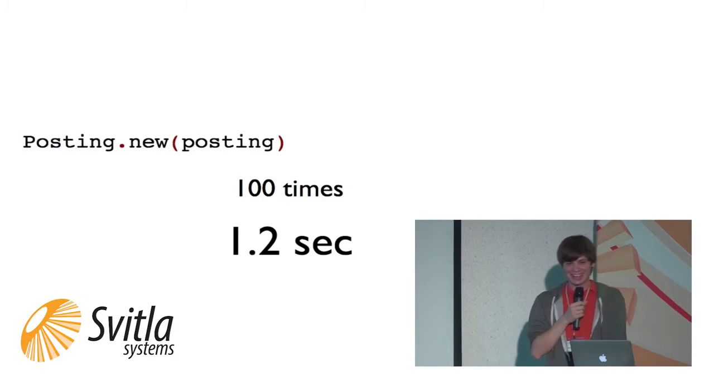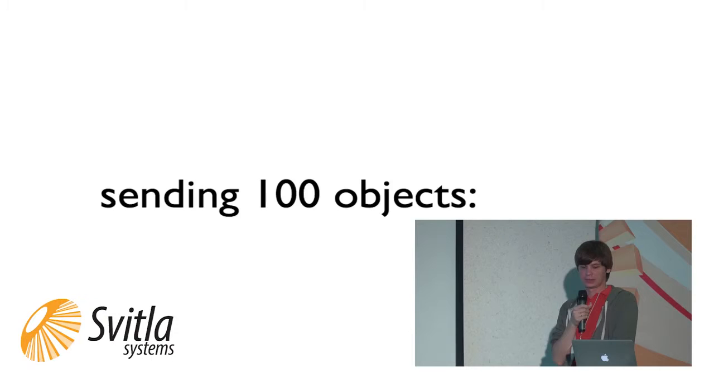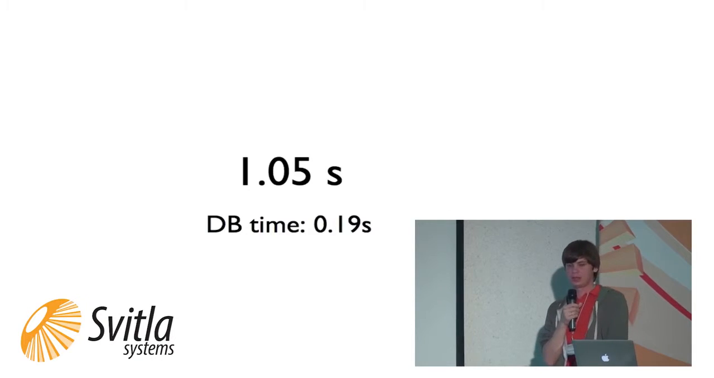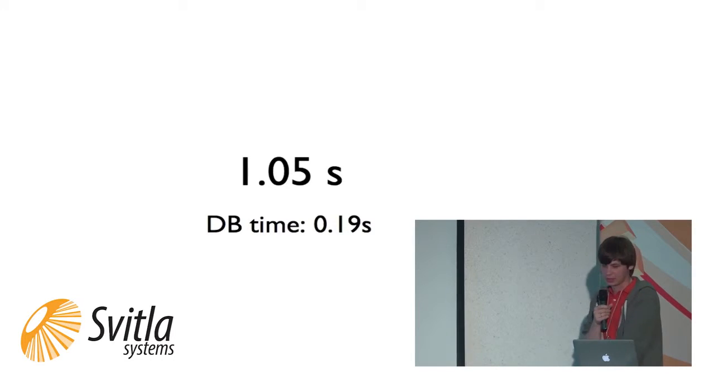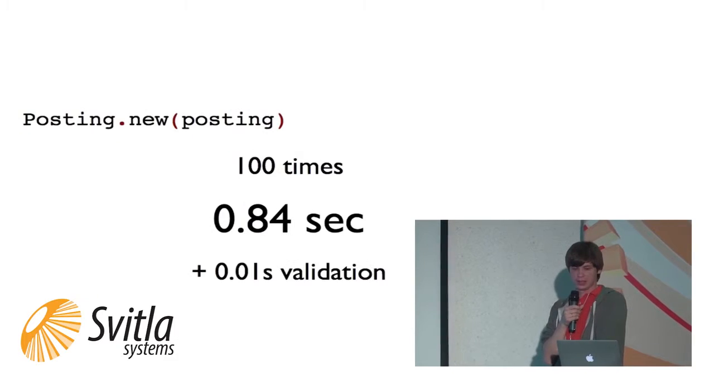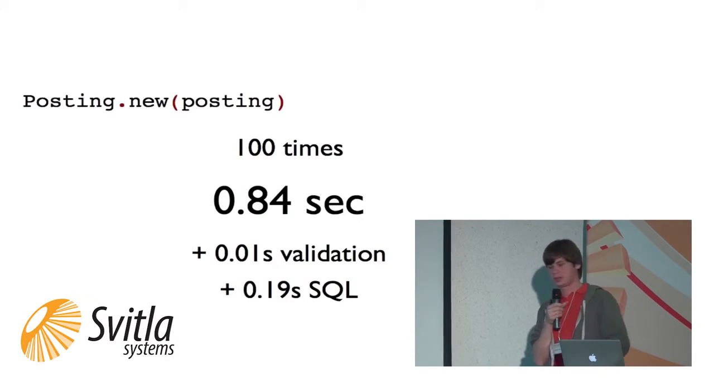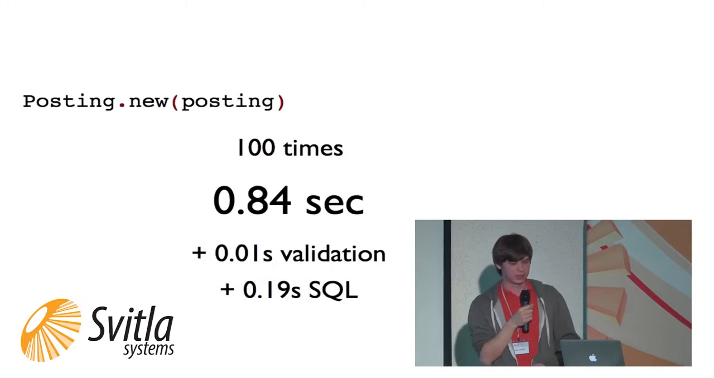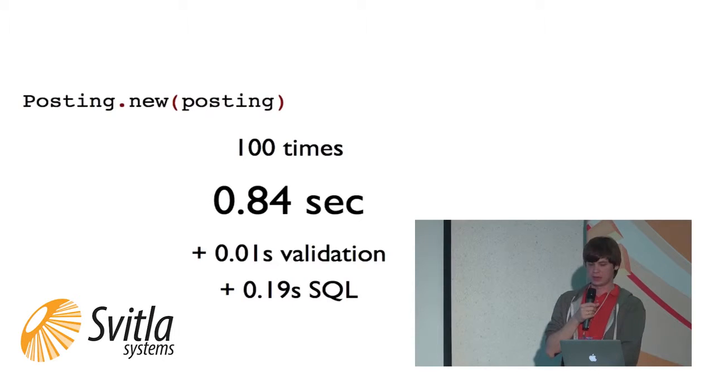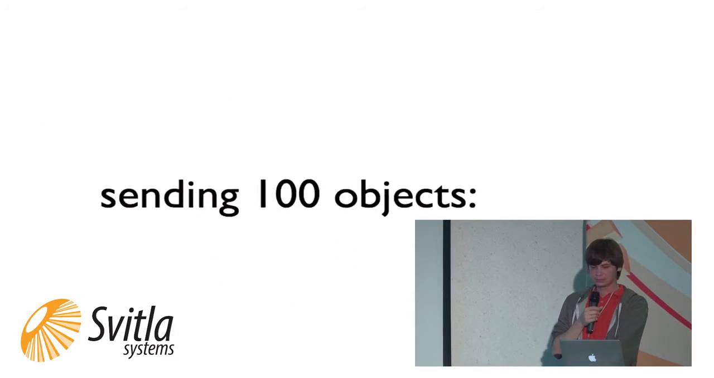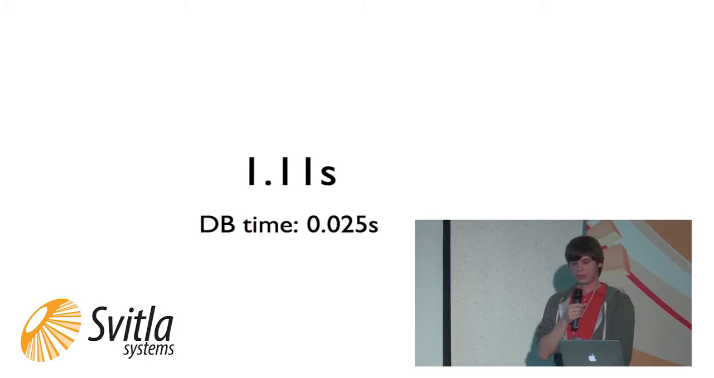SQL is better, but still, plus some time for validation. What can we do? SQL has done almost what we tried to get, right? 1 second, 1.05. So it spends 0.8 seconds for instantiating and everything else for SQL. Data Mapper, 1.11.